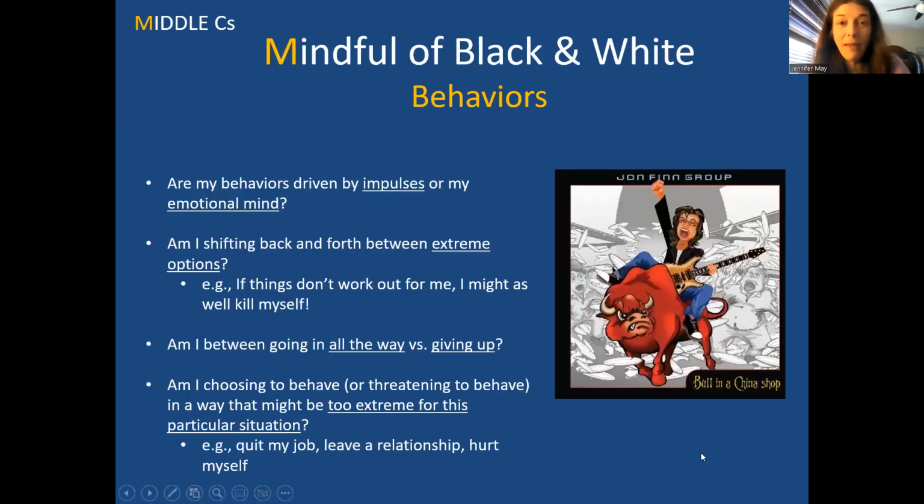Okay. Behaviors. So naturally, our thinking and feeling eventually translates into behaviors. So I picked this picture of a guy who's sitting on a bull at a china shop. I don't know about you, but when I'm getting kind of extreme, my behaviors feel like I'm a bull in a china shop. When you're in a china shop, there's a lot of breakable things. So it's important to walk carefully and mindfully and don't touch too many things and watch where you're walking so you don't knock stuff over and make a mess.